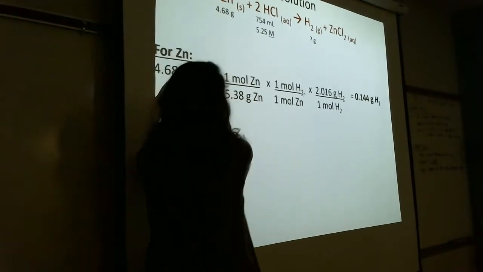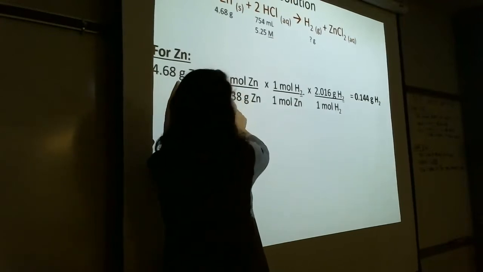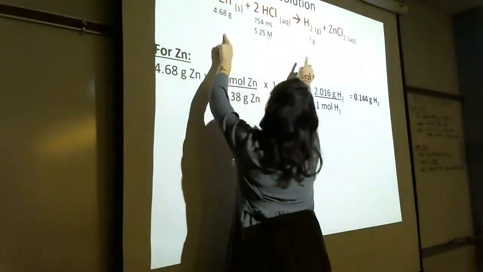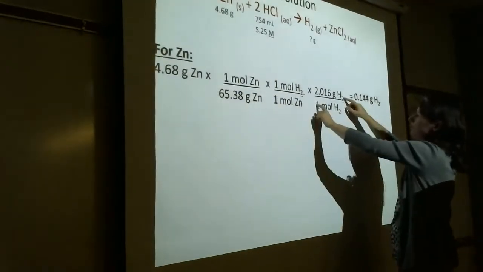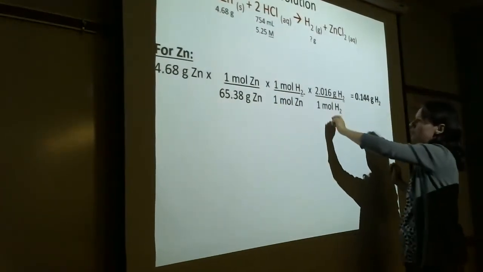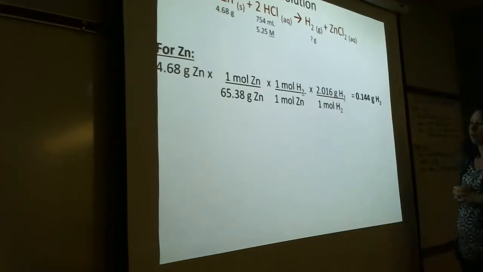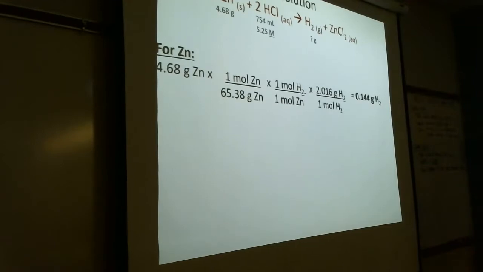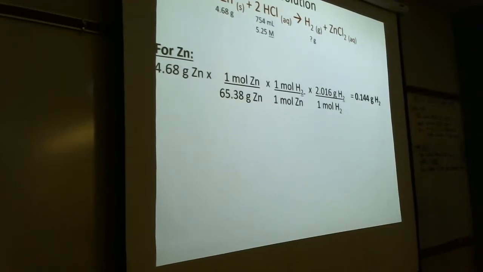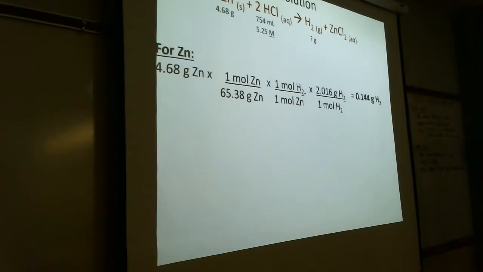Converting grams to moles, right? That's just the molar mass. Mole ratio is 1 to 1, so numbers do not change, only units change. And then the mass of H2 would be 2.016 grams per mole. So when I multiply straight across, 4.68 times 1 times 1 times 2.016 divided by 65.38 times 1 times 1. So, keeping 3 significant figures, my mass is 0.144 grams of H2.